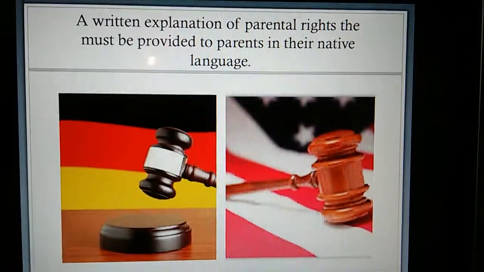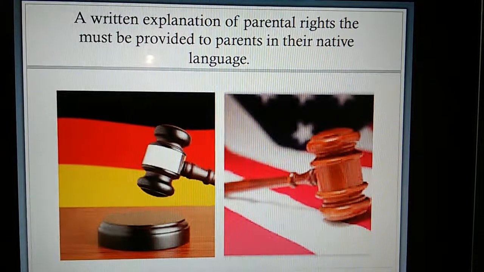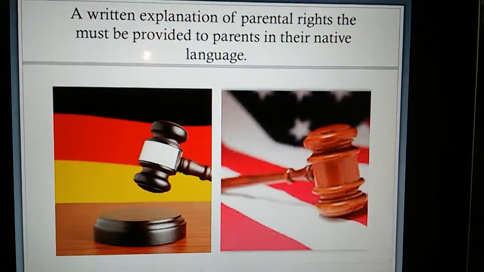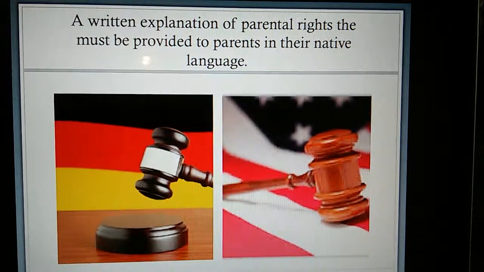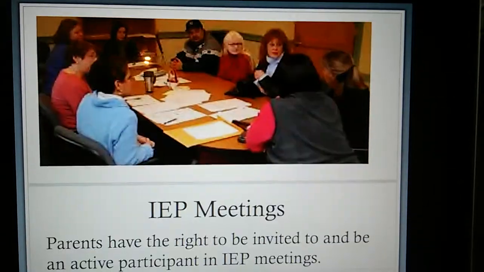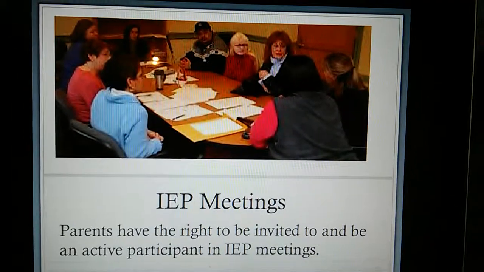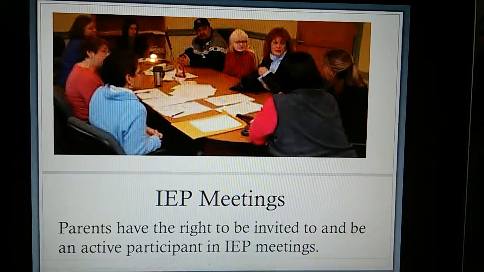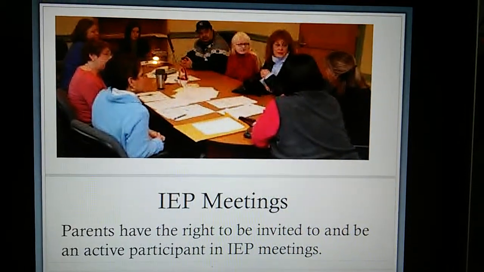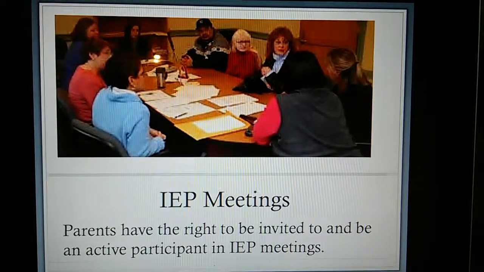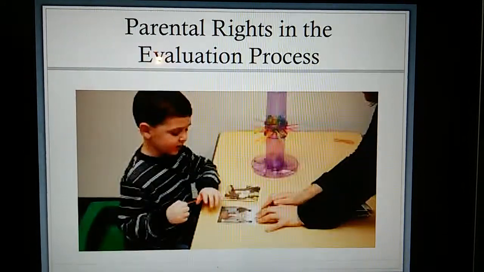According to IDEA, school districts must provide parents a written explanation of parental rights in the IEP process. This explanation should be written in the native language of the parents. Parents also have the right to be invited to all meetings about their child's educational plan. Parents may ask questions and provide input during these meetings. Parents also can have copies of their child's educational records.